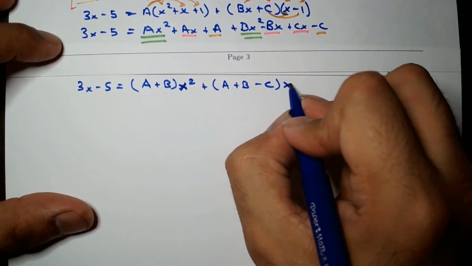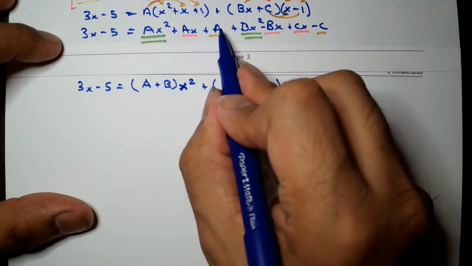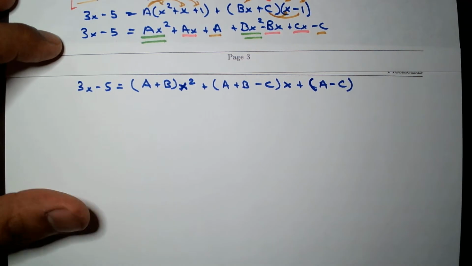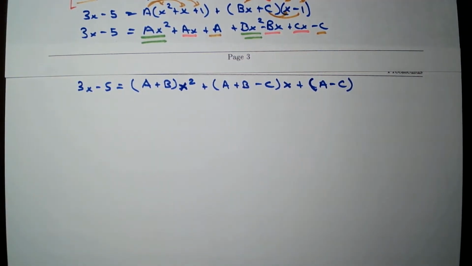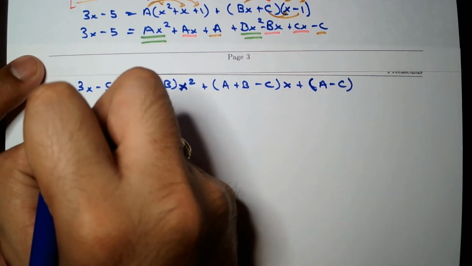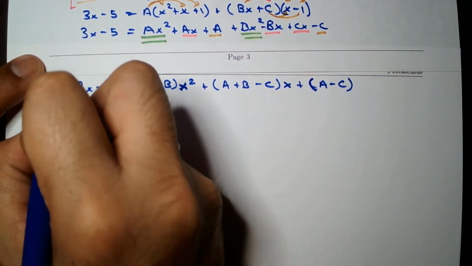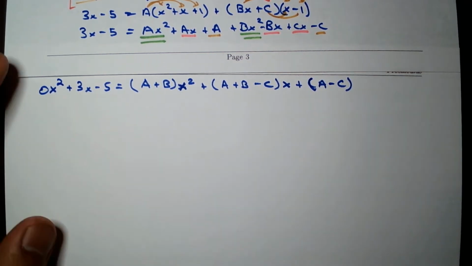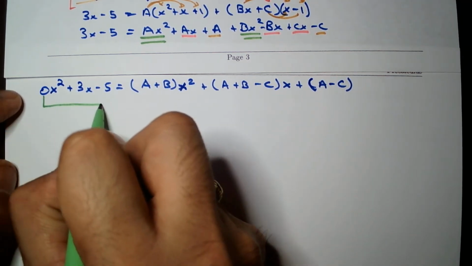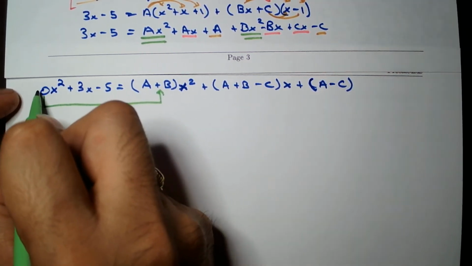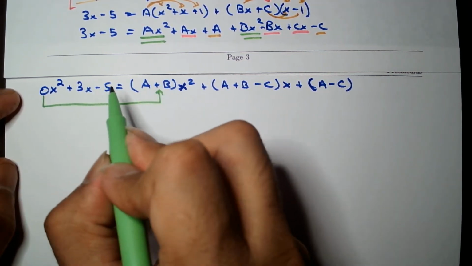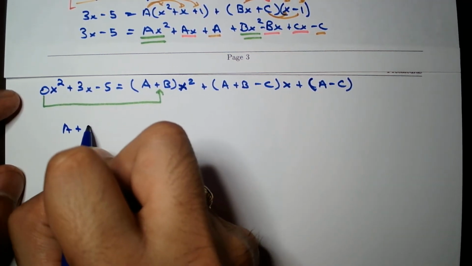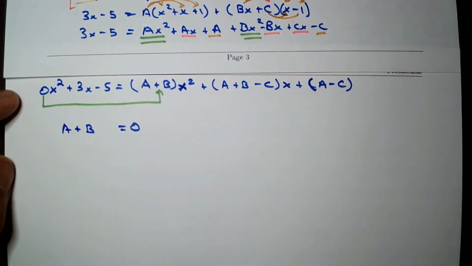And times x, and then plus a minus c. Okay. And what are we going to do? So in this case, we are going to be in need of adding that placeholder, 0x squared. All right, and that's because we're going to do the same combination. 0 equals a plus b, because the coefficient of x squared equals the coefficient of x squared, because this is an equation. So from here, we're going to write a plus b equals 0.